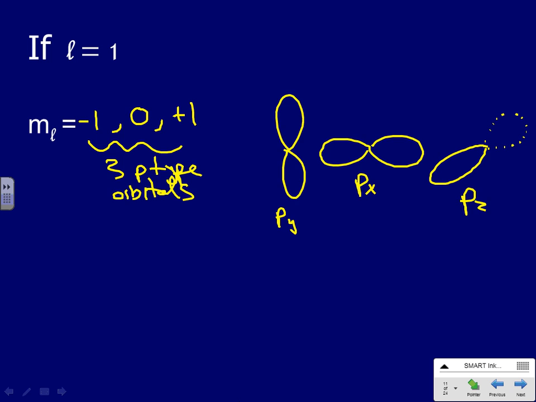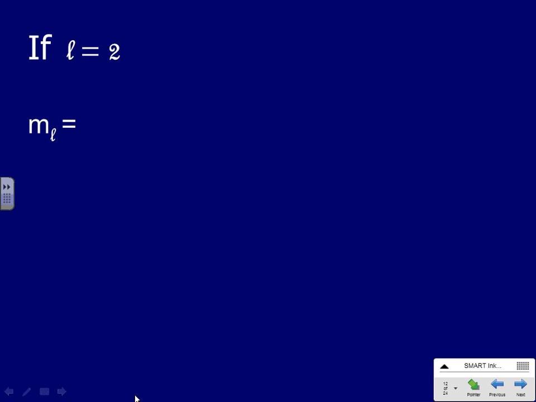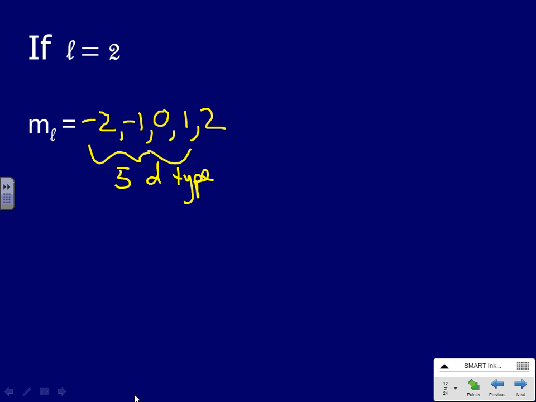And if L equals 2, what are the possible values for ML? Christian? Which means I have 5, and what do we call these types of orbitals if the L is 2? Christian? Yeah, we got D-type orbitals. So we say that there's a D subshell, and there's 5 orbitals in the D subshell. All right?